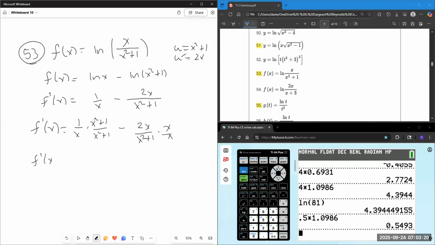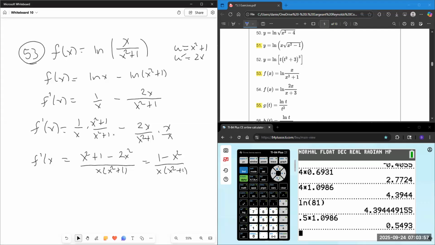F prime of x will be x squared plus 1 minus 2x squared over x times x squared plus 1, which is 1 minus x squared over x times x squared plus 1. I prefer to write the positive part of my subtraction first so that it's not confusing as to whether that negative was meant to go outside the whole thing. If you want to factor a negative out front and write x squared minus 1, you can do that.